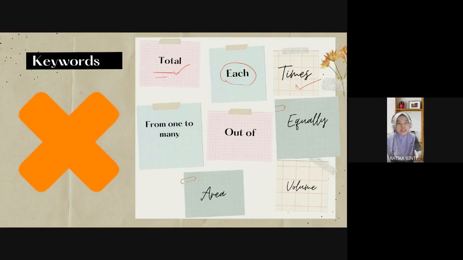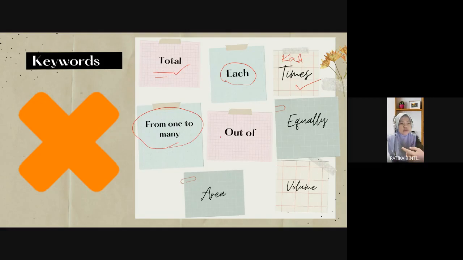Times, okay. This one, kalau dalam bahasa Malaysia, this one is called kali. Okay. I eat 3 times today. Each time I eat four fried chicken. Okay, kali, 3 kali. Okay, from 1 to many. This is the situation that represent multiplication. From 1 to many. 1 basket, 2 apple. If 3 basket, then how many apple? Basket number 1, 2. Basket number 2, 2 apple. Basket number 3, also 2 apple. From 1 basket to many.